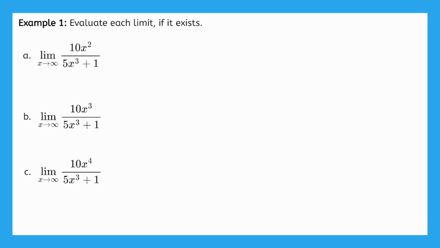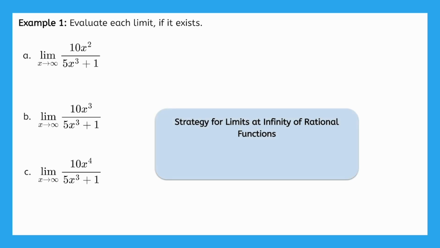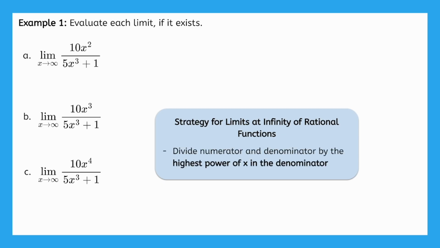Now let's put everything we've learned to work. Let's look at the limits at positive infinity for the three functions from the pre-video activity, but now we'll evaluate them analytically. Our main strategy to evaluate limits at infinity of rational functions will be to divide numerator and denominator by the highest power of x in the denominator.